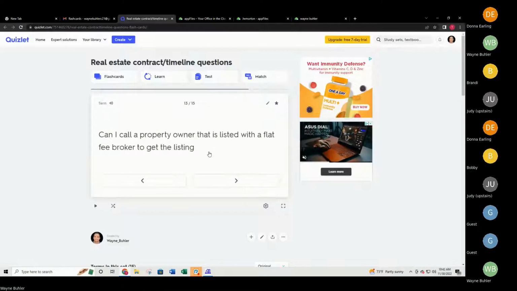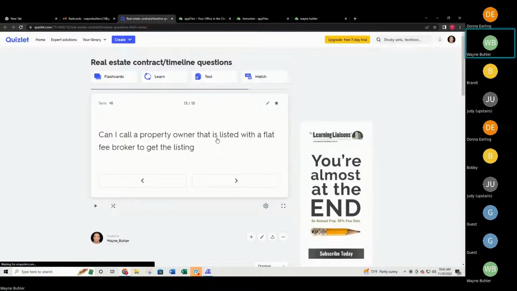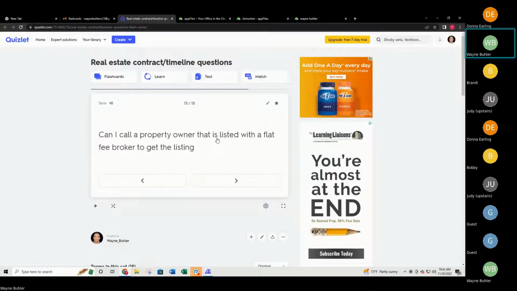Perfect, thank you. Can I call a property owner that is listed with a flat fee broker to get the listing? No, not until it's expired. What say you? No. No. I was going to say don't know, but I guess I'll say no. Join the crowd.